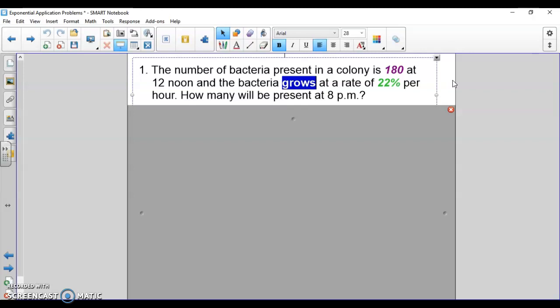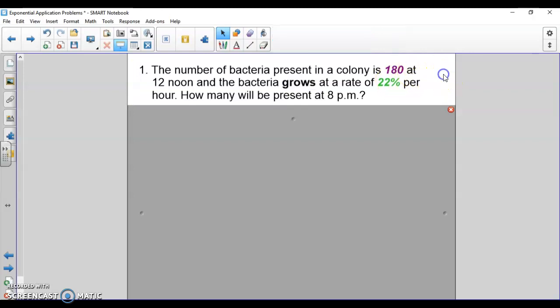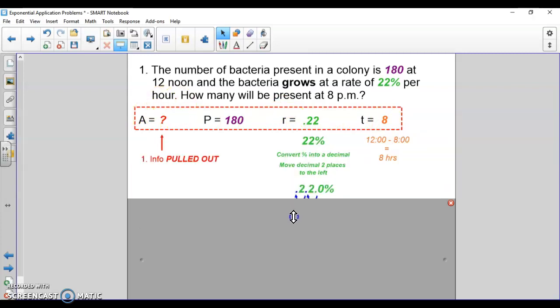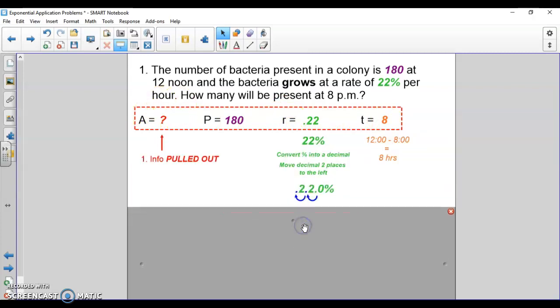I have the variables color-coded, and they'll be color-coded the same way throughout our notes. So we started with 180 bacteria. We know our rate's 22%, I'll talk about that here in a second. And our time is 8. We don't know what our final amount is. That's what we're asked to find. This is my little bit of work if you guys want to show anything. This is my info pulled out. This is what I need to see that's boxed in.